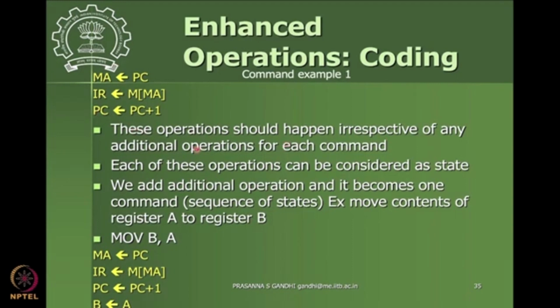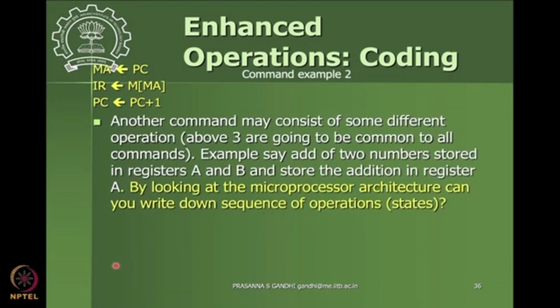So this is irrespective of any additional operations that are to be done. Then we can have additional operations, such as moving B to A, that we can add to this sequence. Now we want this to be executed using some combination of states, where each of these can be designated as a state.